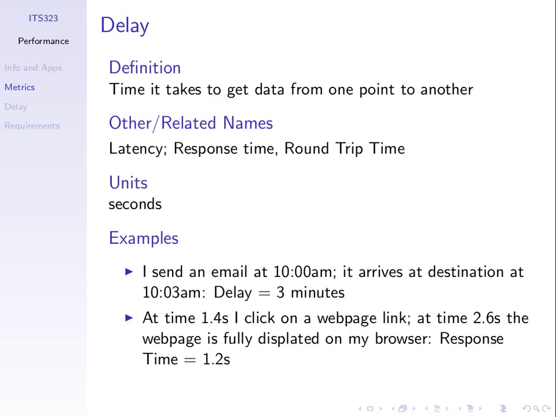Two quick examples. I send an email at 10 a.m., press send. It arrives at the destination at 10:03. The delay is 3 minutes. The email delay is 3 minutes. I'm web browsing. I click on a link. At time 1.4 seconds, if I start the clock then, and at time 2.6 seconds, so 1.2 seconds later, I receive the web page displayed on my browser. Then we'd say the response time is 1.2 seconds.